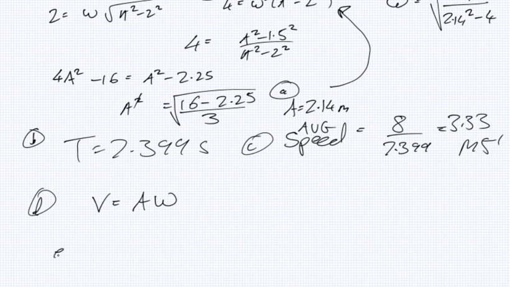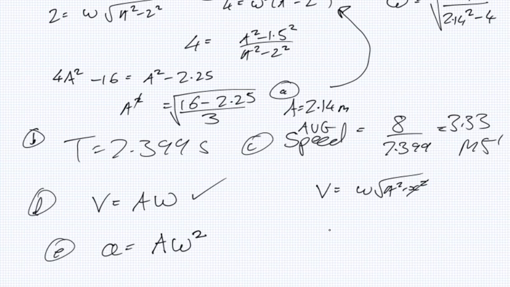And then the last one is the maximum acceleration, which will be a omega squared. Isn't it? I think so. Let's think about that. We have v equals omega root a squared minus x squared, so yeah, that's right. And we also have a equals minus omega squared x, and that's a at the biggest. So we won't worry about the minus. We'll just want the maximum size.